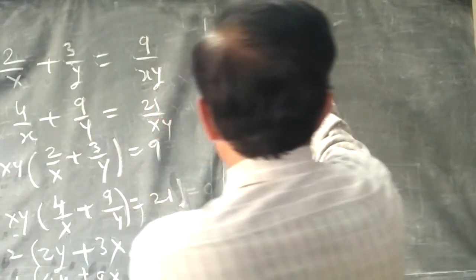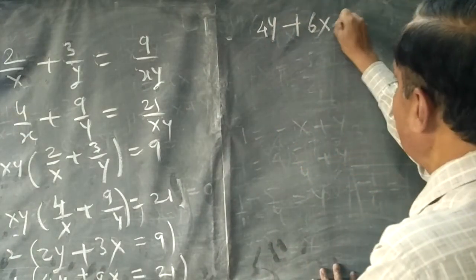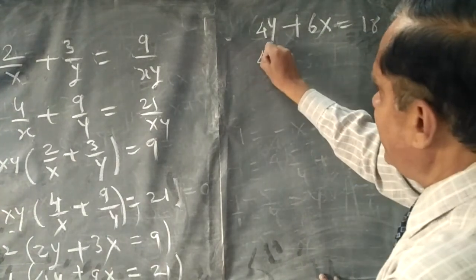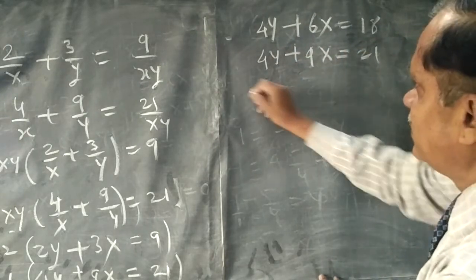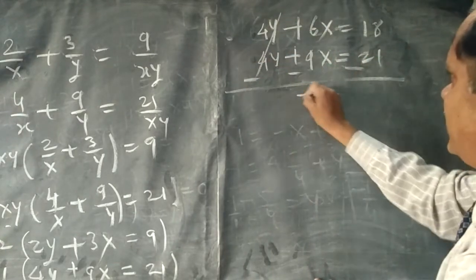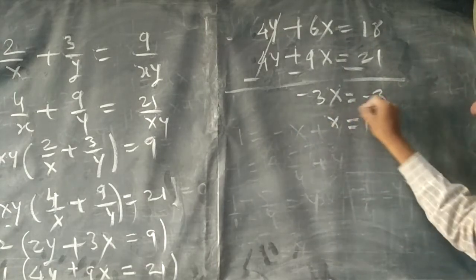If not equal, make the coefficients equal. So I will make both coefficients of y, 4. So I multiply this by 2 and this by 1. I'm getting it now. 2 times, 4y plus 6x equal to 18. Okay, and here 4y plus 9x equal to 21. Now subtract. See, both are positive, subtract. Cancel. Minus 3x equal to minus 3. So x equal to 1.